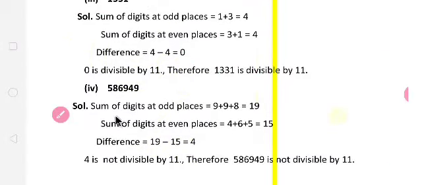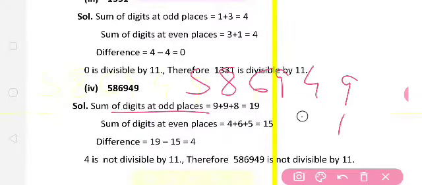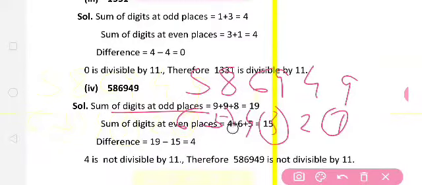Fourth one, 5,86,949. Again we'll find the sum of digits at odd places. So 5 8 6 9 4 9 means positions 1, 2, 3, 4, 5, 6. These are the places of the given number. So odd places means 1, 3, 5. Which are the numbers at odd places? 8, 9 and 9. Now find the sum. So 9 plus 9 plus 8 is equal to 19.